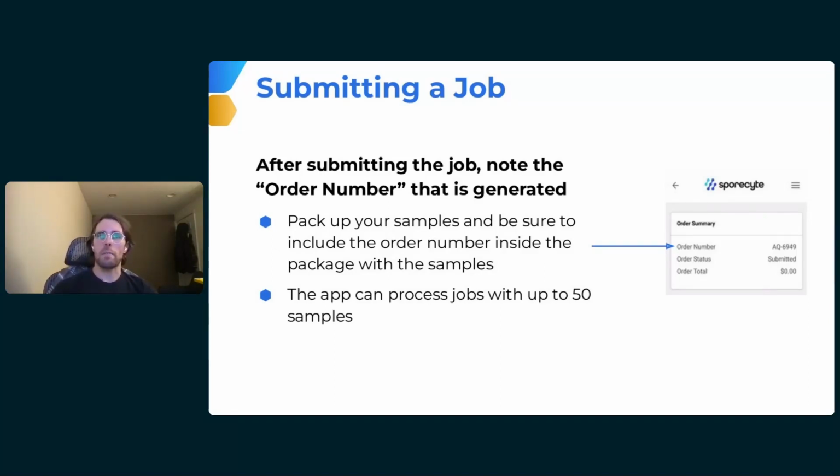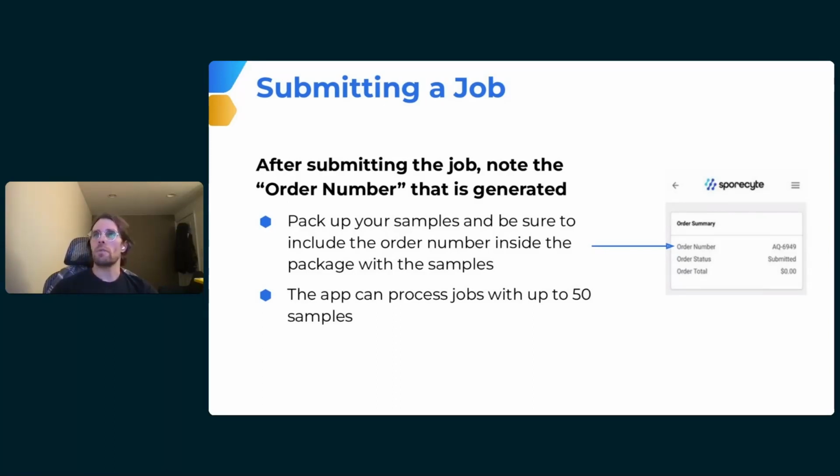The app can process jobs with up to 50 samples. We don't get many jobs with 50 or more samples, but you might be one of those people, maybe you're doing an apartment complex or something with a ton of samples.